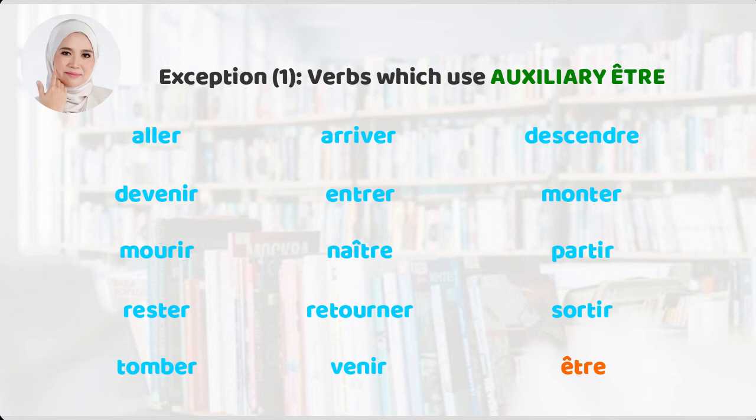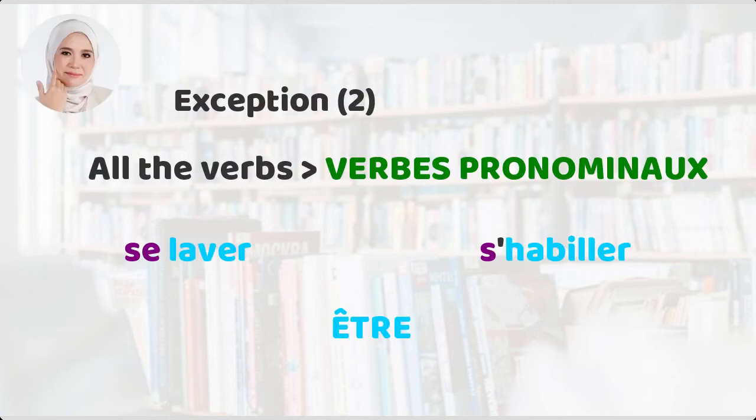Now let's move to the second exception, which also uses auxiliary être. This is not foreign to you. You have seen this in chapter 3. It is called pronominal verbs. All the pronominal verbs, either reflexive or reciprocal, which we have just learned in chapter 3, use auxiliary être at all times. And how do you know it is pronominal? By looking at the way it is constructed, you have se here. For example, se laver, to wash, and s'habiller, to get dressed.